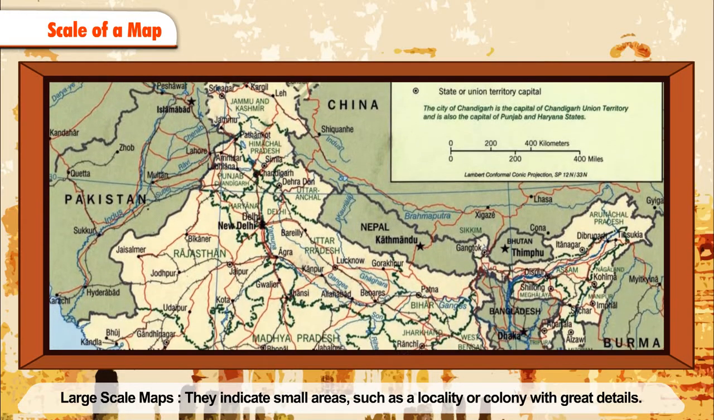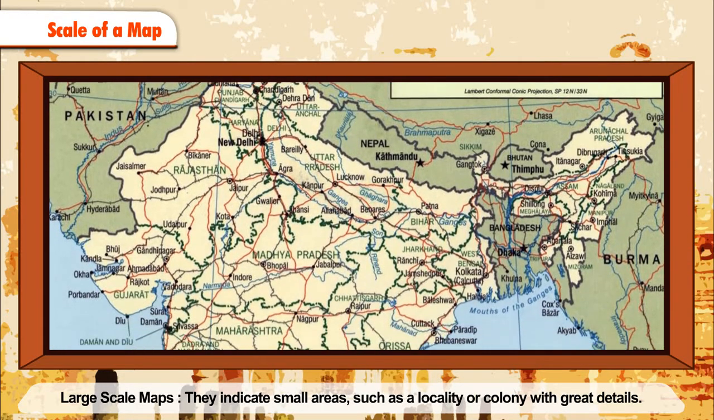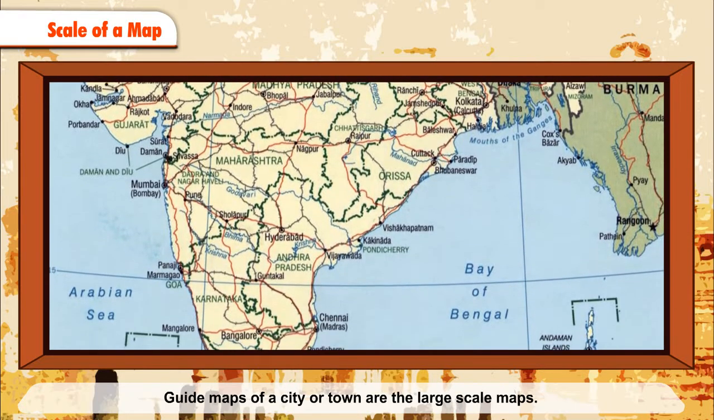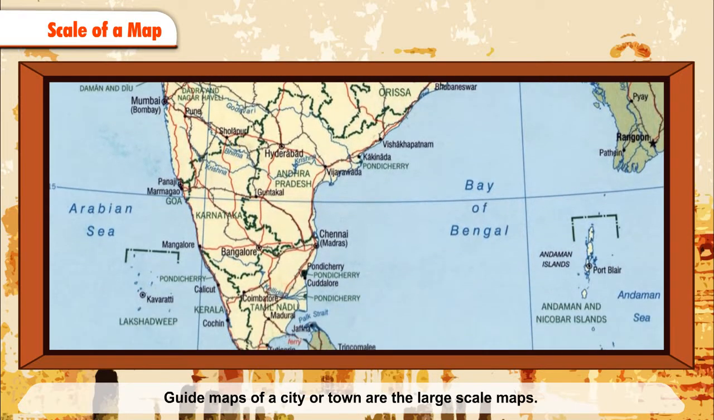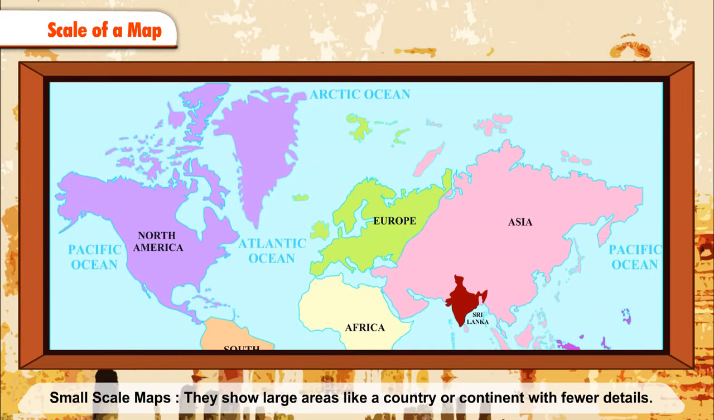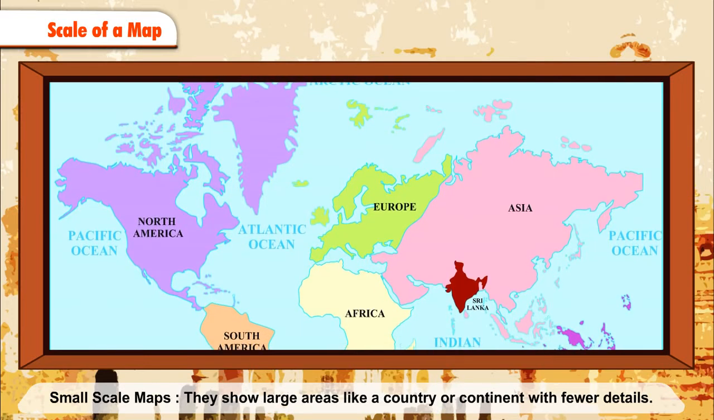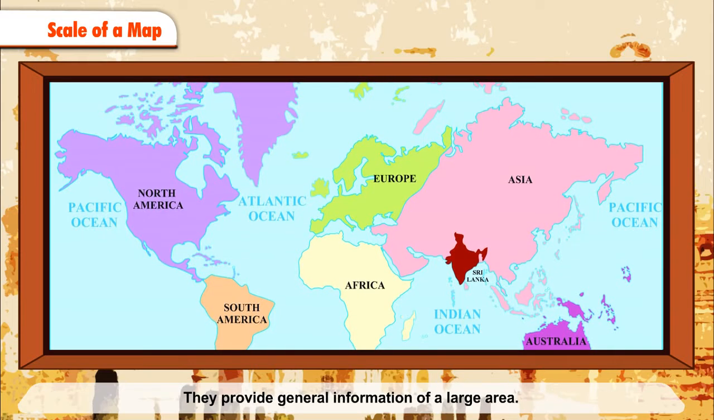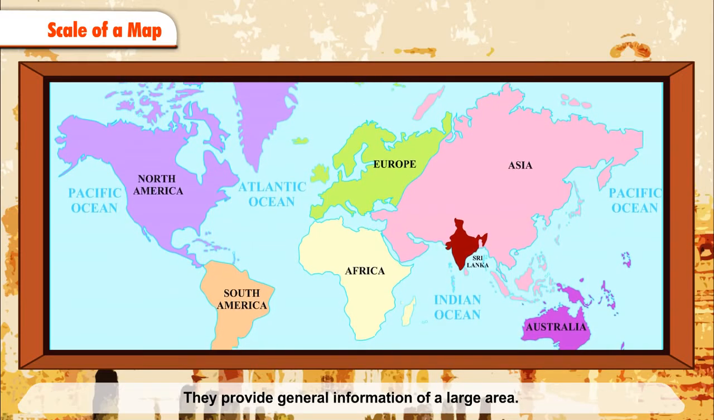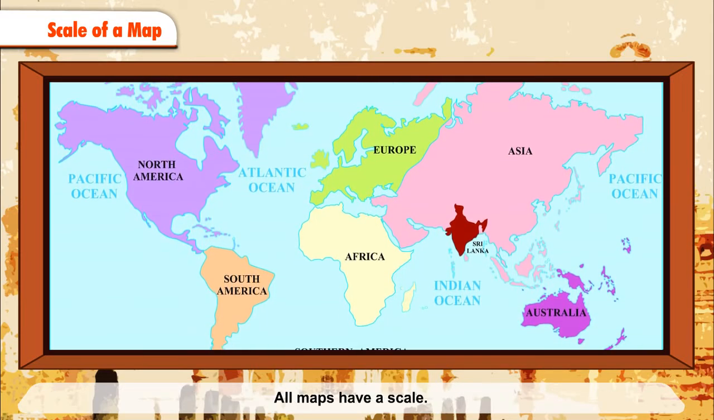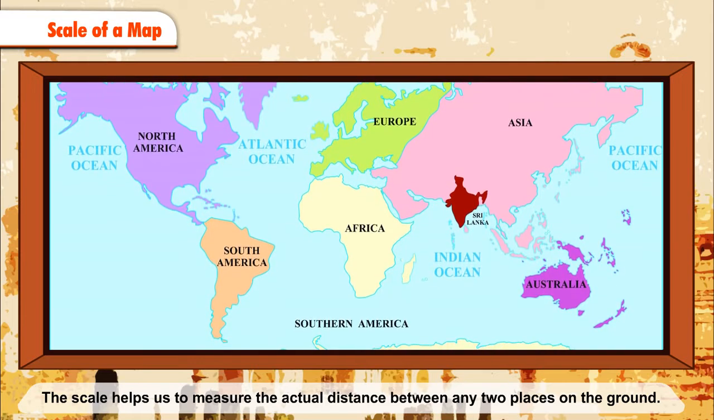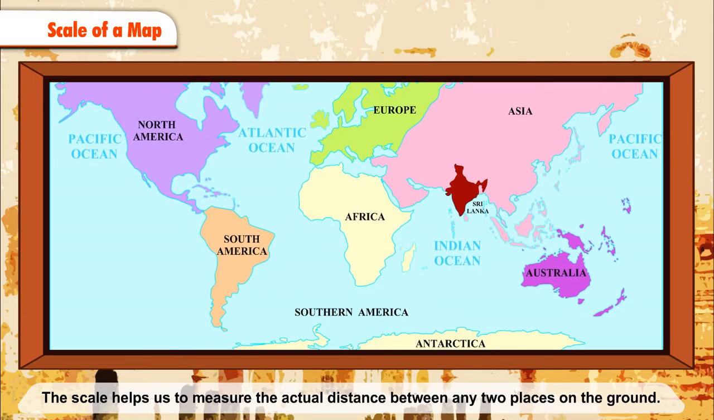Large-scale maps. They indicate small areas, such as a locality or colony, with great detail. Guide maps of a city or town are large-scale maps. Small-scale maps show large areas like a country or continent with fewer details. They provide general information of the large area. All maps have a scale. The scale helps us to measure the actual distance between any two places on the ground.